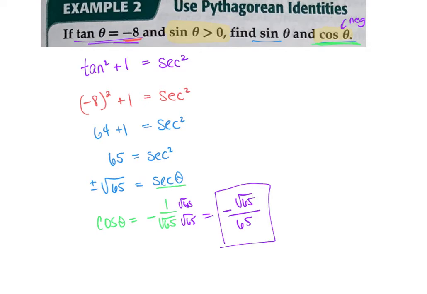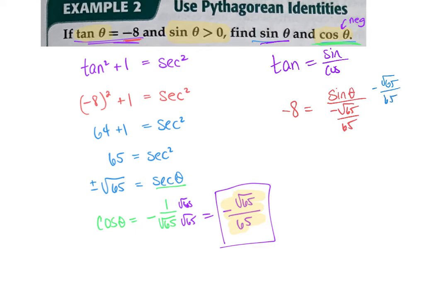Now I need to solve for sine. I currently have my tangent and my cosine. Tangent is sine over cosine. So I am just going to solve for what I need here. My tangent is my sine over my cosine, and I still need to solve for sine. So I'm going to plug in what I know. Negative 8 equals sine over cosine, which is negative square root of 65 over 65. So I'm going to multiply the top and bottom by the negative square root of 65 over 65.